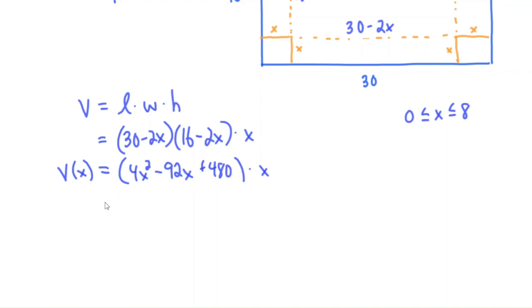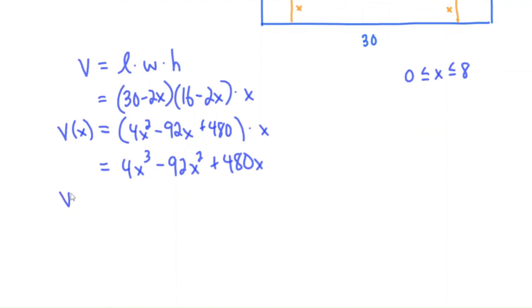Okay, so we FOILed that out. Now we're going to distribute the x. We have 4x cubed minus 92x squared plus 480x. So this is the function that we're trying to maximize, subject to the constraint that x is between 0 and 8. Okay, well, how do we maximize it? Well, we have to find the critical numbers, right? We're going to find V prime of x, and V prime of x is 12x squared minus 184x plus 480.